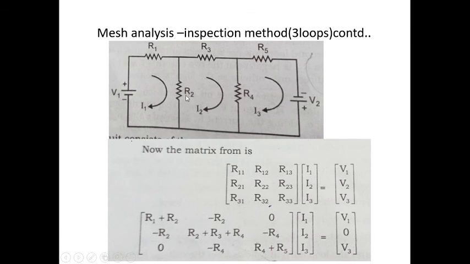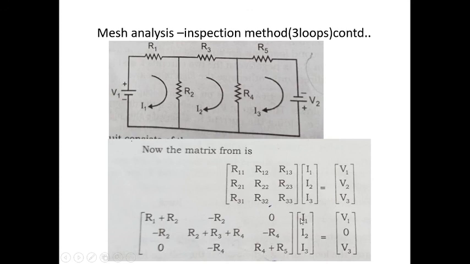In between these there is a resistance, so that is minus R2, here and here it is minus R2. Between loops 1 and 3 there is no resistance, so we will have 0. Here R13 and R31 will be 0. Then R23 and R32: between these 2 loops there is a common resistance. Since the current direction is opposite, it is minus R4, minus R4.